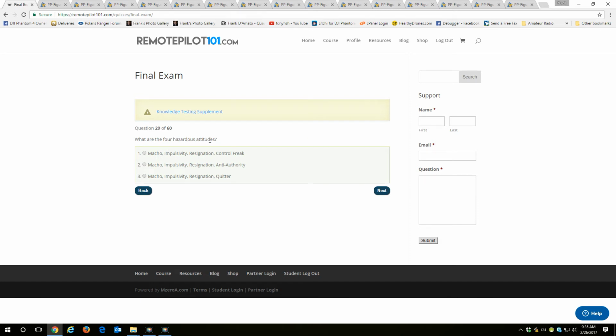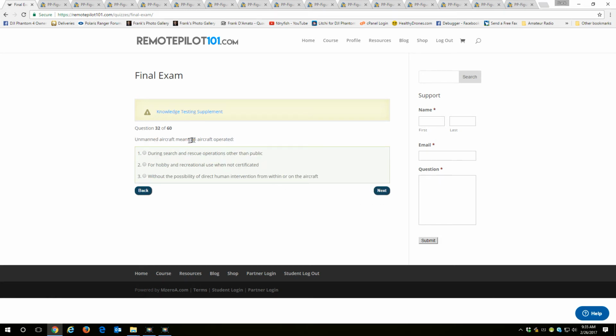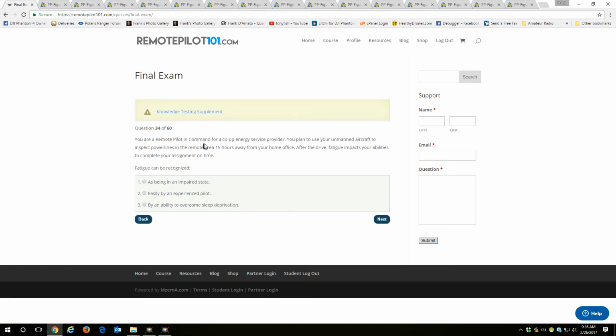What are the four hazardous attitudes? Anti-authority. A stable air mass is more likely to have what characteristics? Stable, poor surface visibility. The FAA may approve an application for a waiver only if it has been determined the flight can be safely conducted. Unmanned aircraft means an aircraft operating without the possibility of direct human intervention. What is the definition of ceiling? Lowest broken or overcast layer.